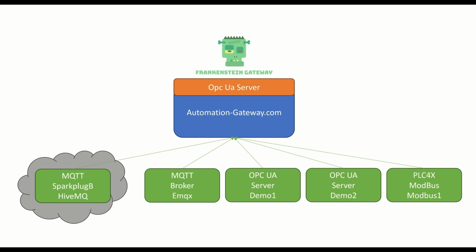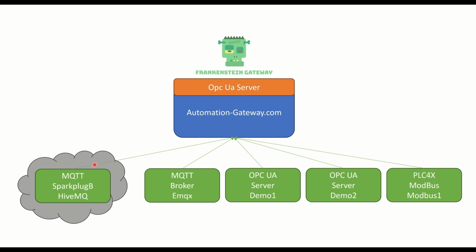Here we see the demo setup with the automation gateway. We have connected multiple systems to it. One MQTT broker running in the cloud with Spark-Plug-B messages running on HiveMQ Cloud. Another local running MQTT broker and two OPC UA servers, Demo 1 and Demo 2, and one Modbus device. It is connected via the PLC4X plugin for the gateway.